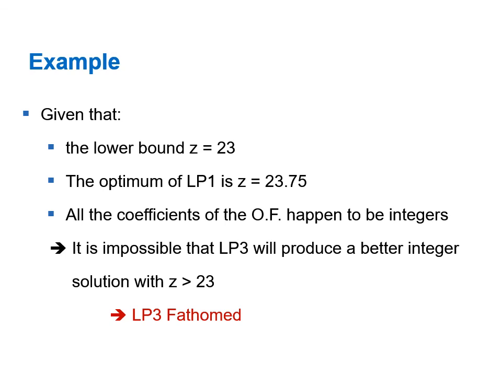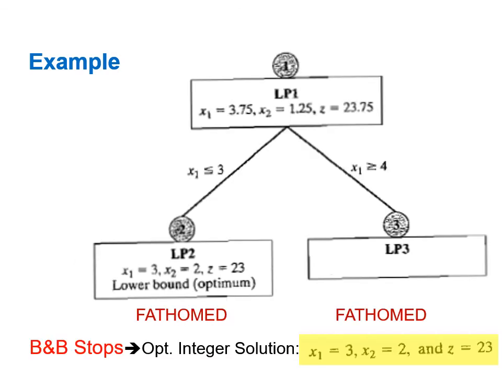Okay, so LP3, as I told you, is fathomed because of this reasoning, and this is the representation. I fathom this part because of optimality, I fathom this part because of bound, and then we stop the branch and bound algorithm, and the optimal integer solution is this one. Okay, this is how the branch and bound algorithm works. So we will continue learning the details of the algorithm and solve more examples in our following lecture.